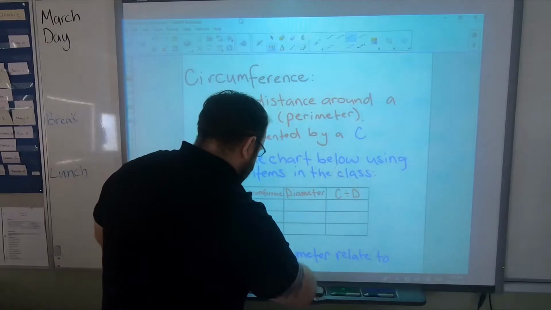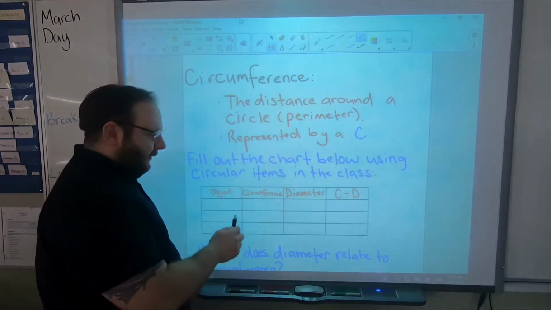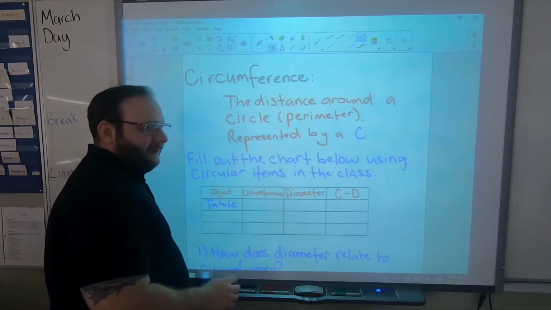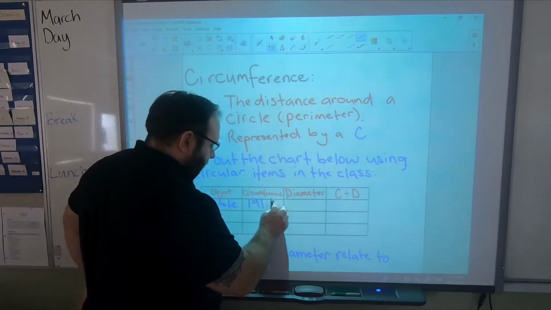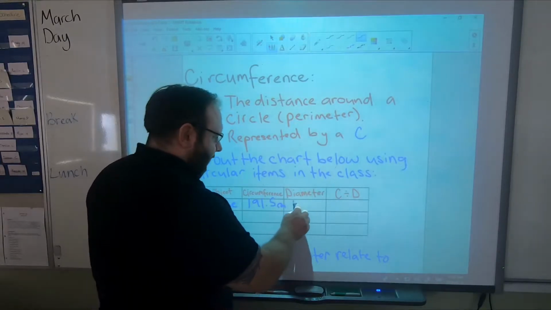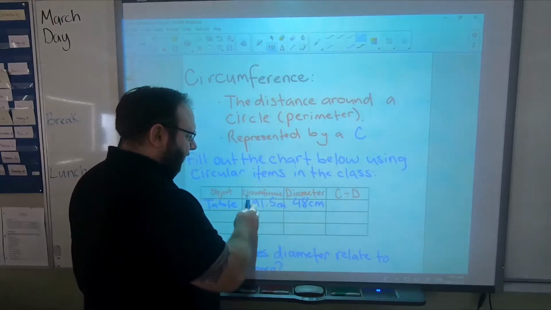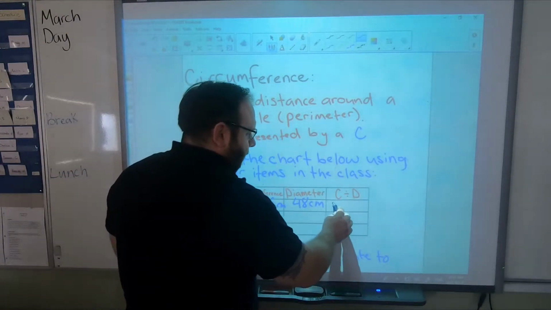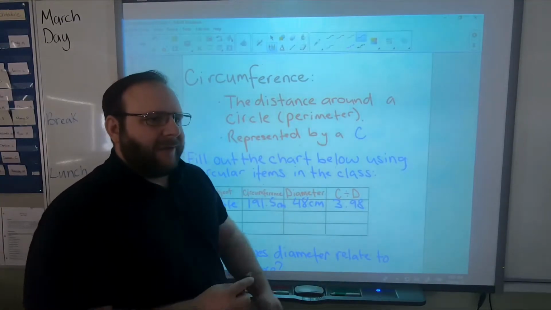Sage, can you give me one of your groups? What's one thing you guys measured? A circle table. Okay, so they measured a circular table. What was the circumference, Sage, the distance around it? 191.5 centimeters. And what about the diameter? 48 centimeters. Now, I told them to take the circumference and divide it by the diameter. What did you get? 3.989.